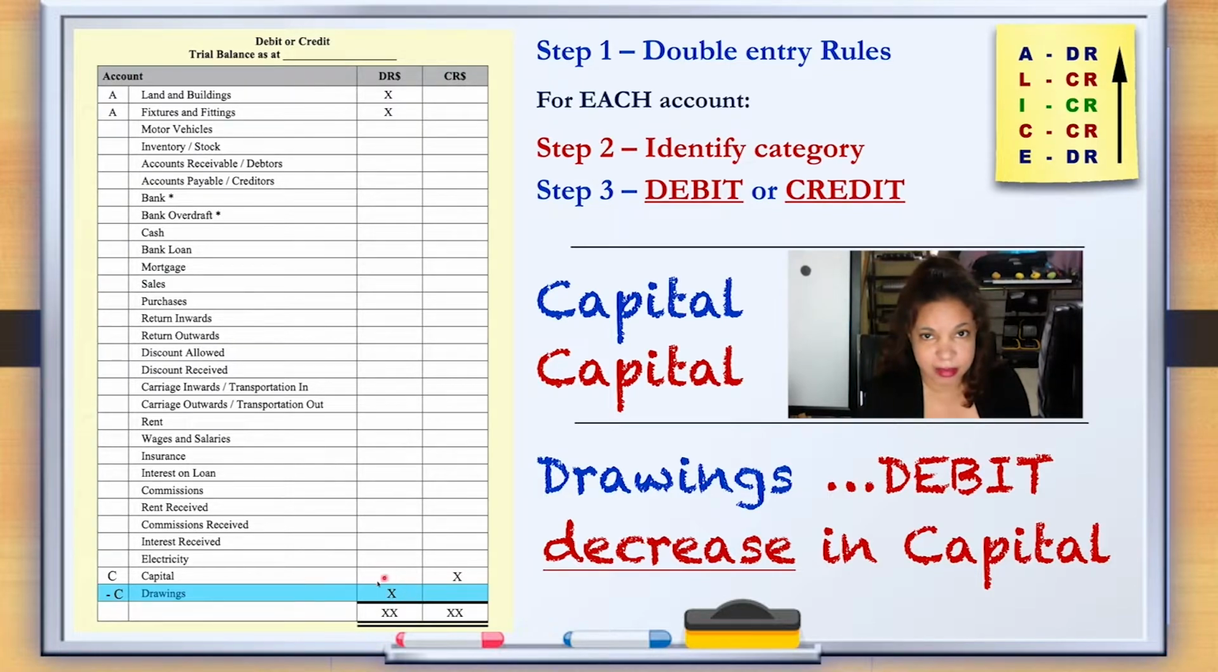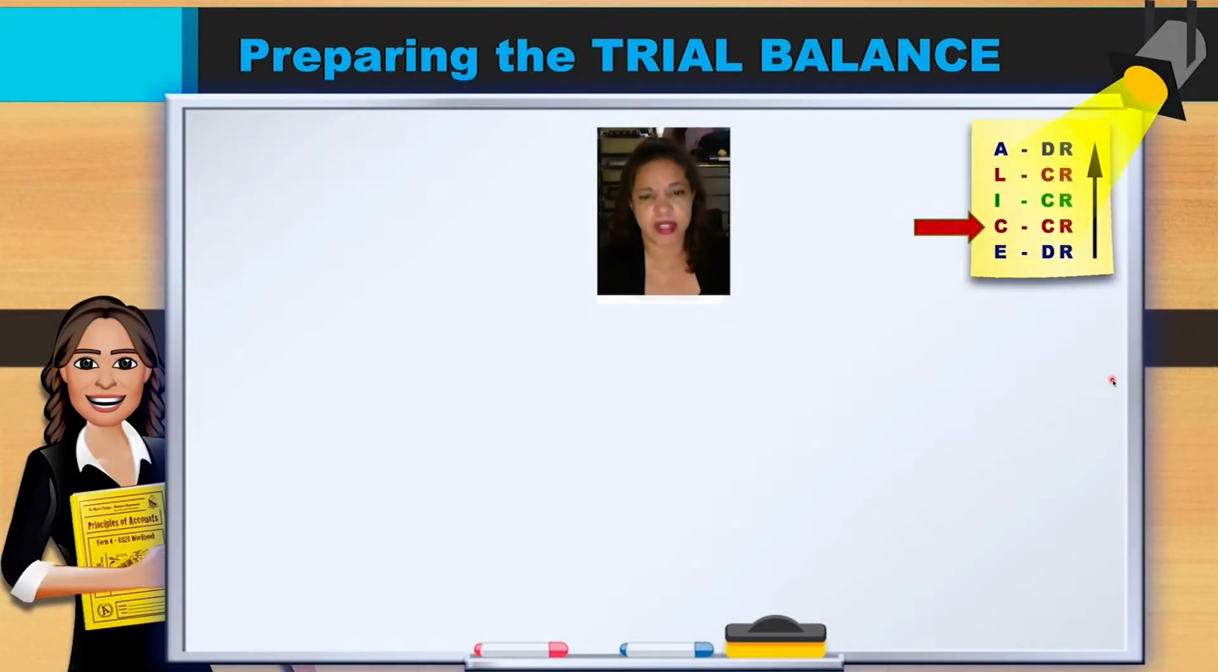Debit column. All right, so that one is the one of those that you take note of. So when you see drawings, you're not going to see it up here. Yes, you're going to identify it as capital, but it is not automatically going to go on the credit side because it is a decrease in capital. So it will go on the debit side, right? Just a tiny bit more thinking in terms of that.